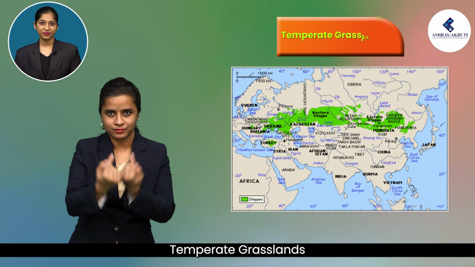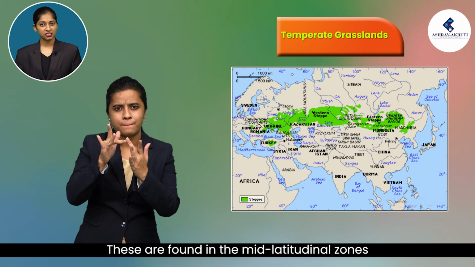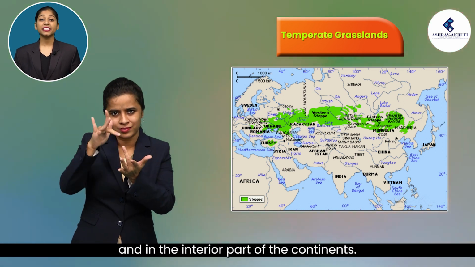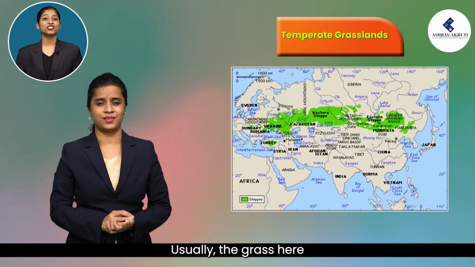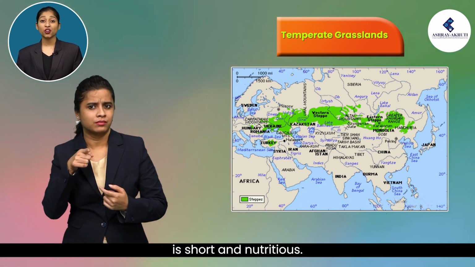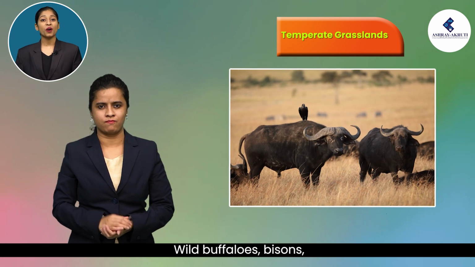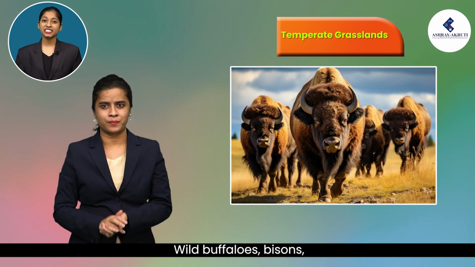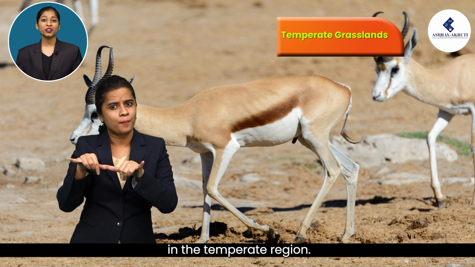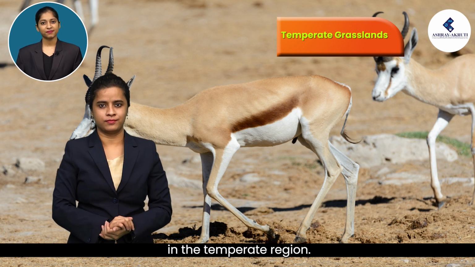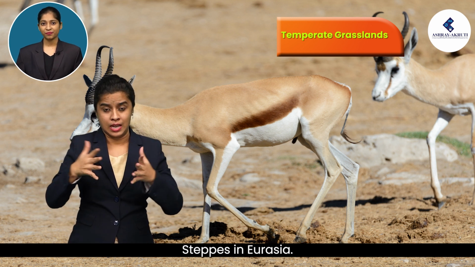Temperate grasslands. These are found in the mid-latitudinal zones and in the interior part of the continents. Usually, the grass here is short and nutritious. Wild buffaloes, bisons, and antelopes are common in the temperate region. These are known as steppes in Eurasia.